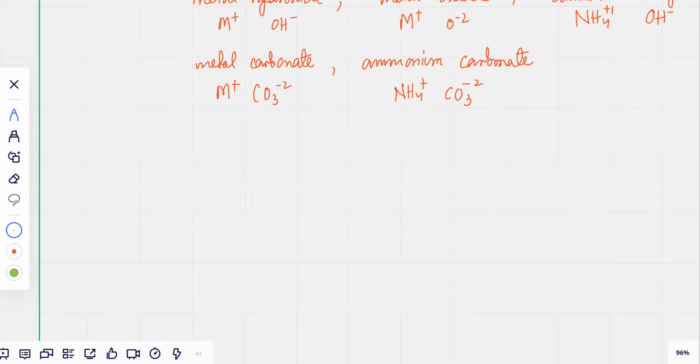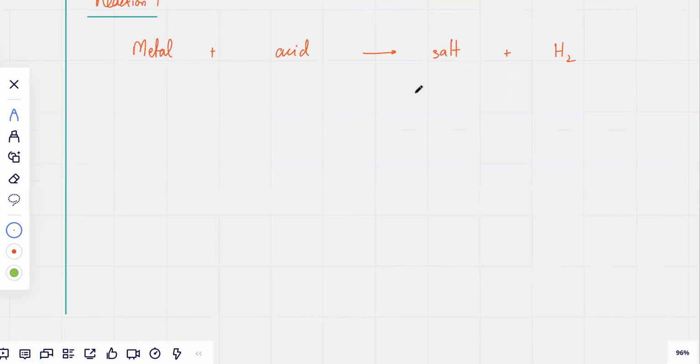So we're going to start with the first reaction. Remember, I'm only interested in reactions at the moment. We're going to construct our first equation, reaction number 1. Most of the reactions that you will study revolve around acids and bases. So the first reaction is a metal reacting with an acid, and it would produce a salt plus hydrogen gas given off. That's the first reaction.